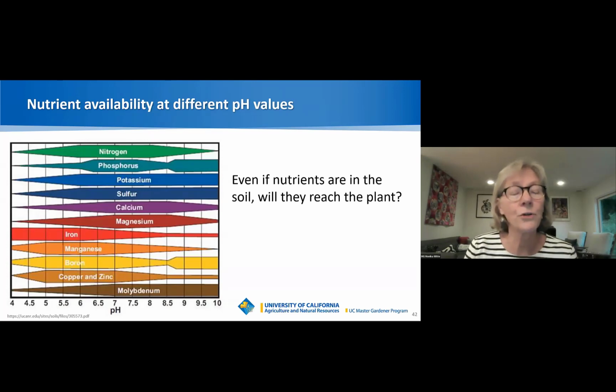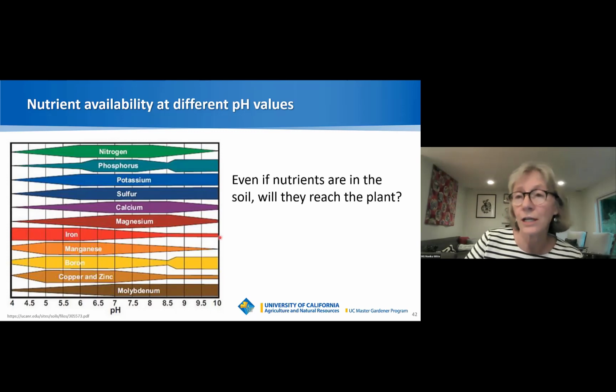This graphic shows the availability of nutrients at different pH values. The wider a bar is, so here let's just take a look at the iron bar. It's wide on the left-hand side, which is the acidic side, and it gets narrow as the pH increases and the soil becomes more basic. So the iron is available in acidic soil and not available in alkaline soil.